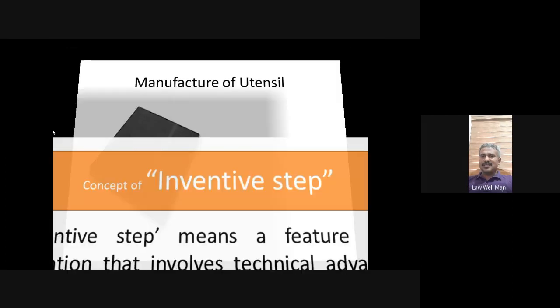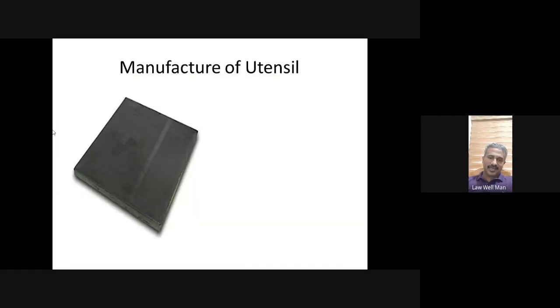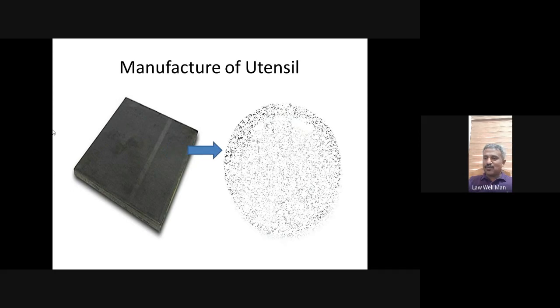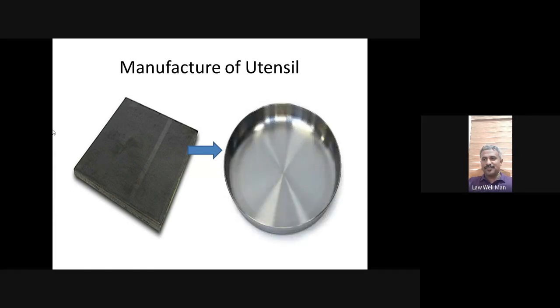To understand this, we may have to consider a case from the Honorable Supreme Court of India itself. We have got very few cases from the Supreme Court of India in the area of intellectual property generally, and in the area of patent specifically. Here, the case we are going to consider involves a technology of manufacturing of utensils.